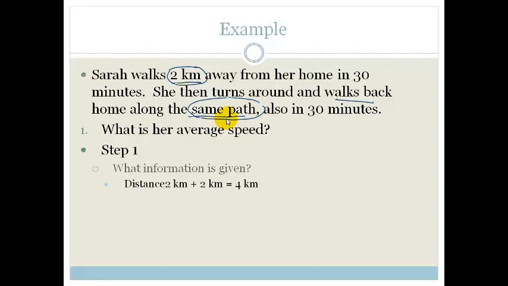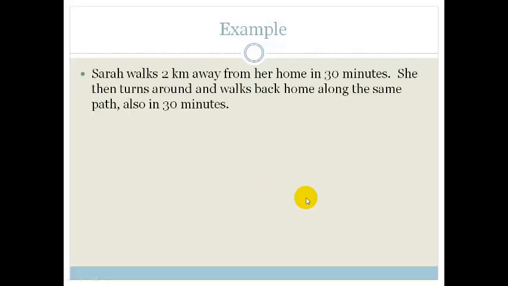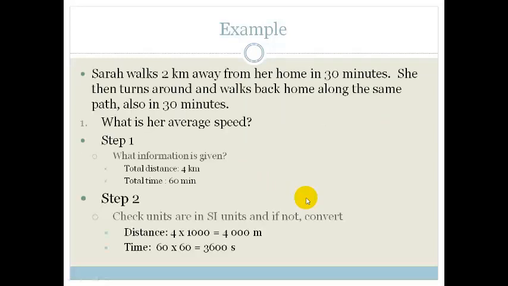That's pretty easy. Let's look at the time. She travels 30 minutes away and 30 minutes back. So the total time therefore is 60 minutes. But do you see that this is in the wrong unit? These are in the wrong units. They are not SI units. So we need to convert them. So first of all, you can see the answers at the bottom. But let me show you how we got them.